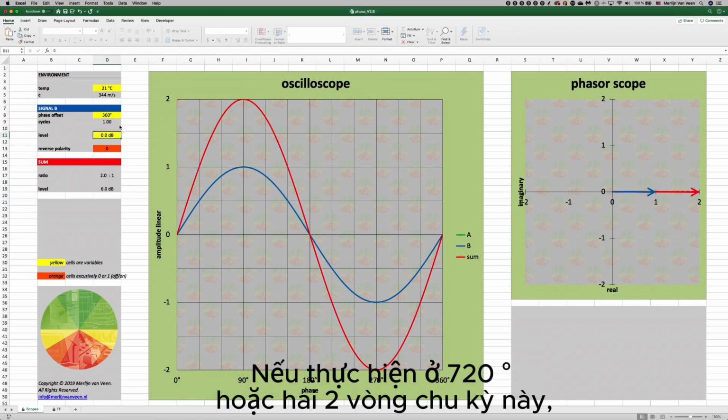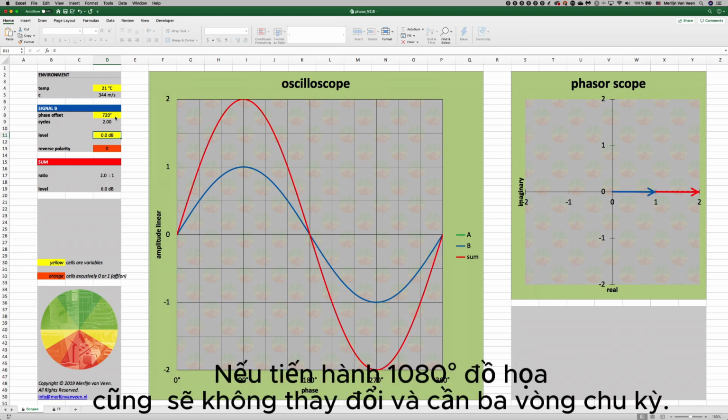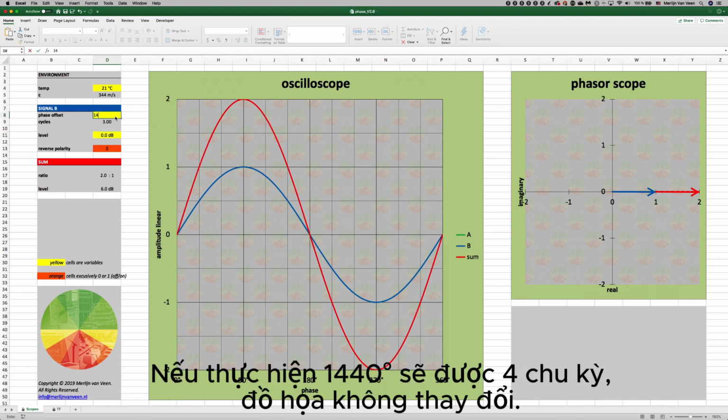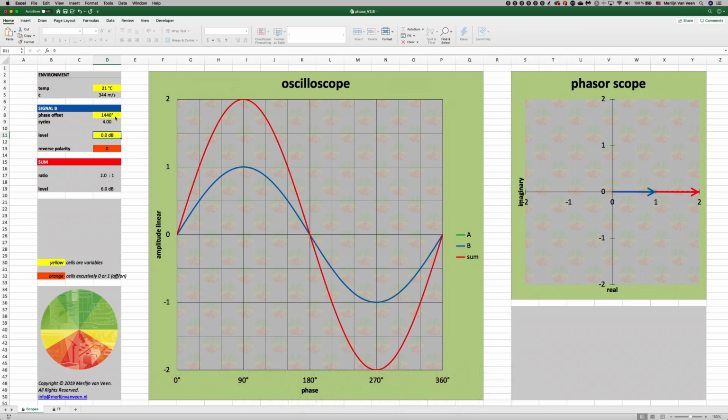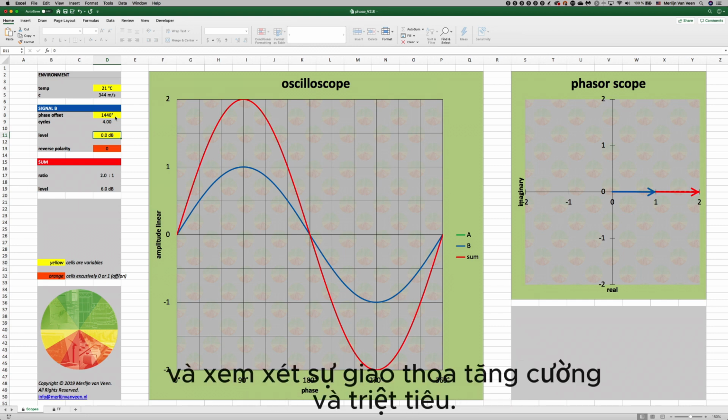If I were to make this 720 degrees or 2 cycles, the graphics are not expected to change. Again, 6 decibels. However, you're in phase and 2 cycles out of time. If I make this 1080, the graphics are not expected to change. You're in phase, but 3 cycles out of time. If I make this 1440, which would be 4 cycles, the graphics do not change. You are in phase, but 4 cycles out of time. And that is today's explanation of adding sine waves and looking at the destructive and the constructive interference.